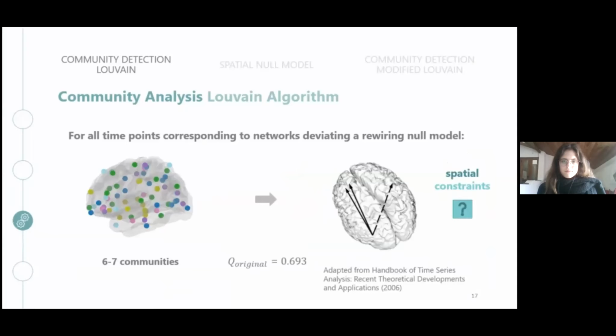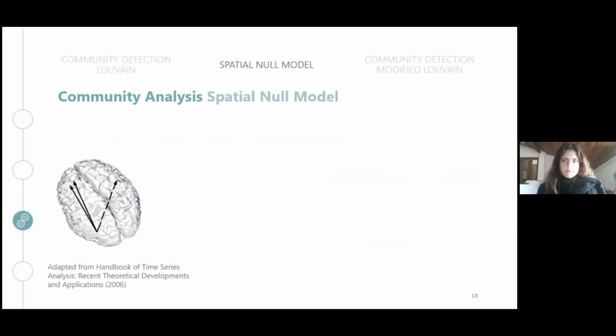Having established the cluster structure of these fMRI functional networks, we wondered how much of it was a result of the spatial constraints, as mentioned before. So we decided to use a spatial null model that would integrate these spatial features and thus test their impacts in the structure.